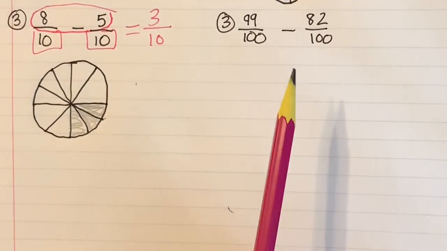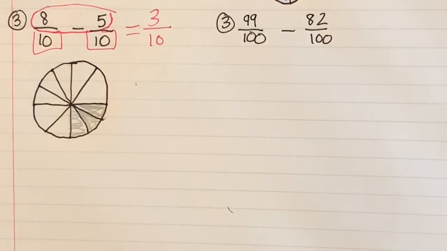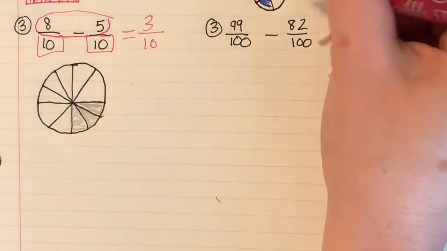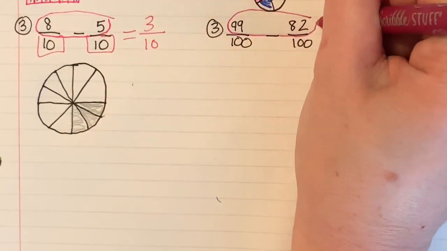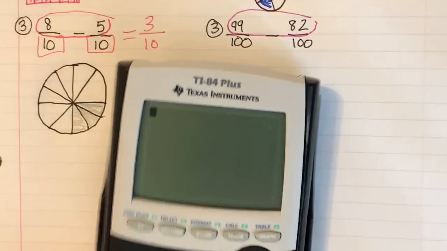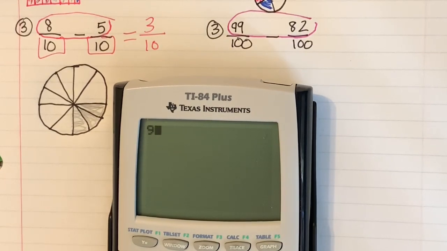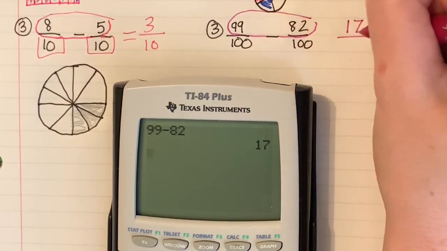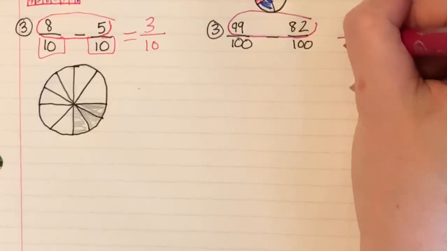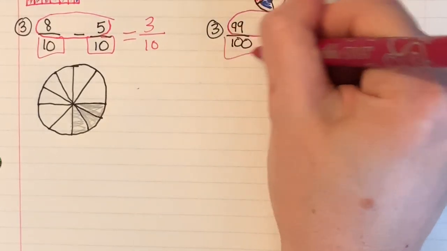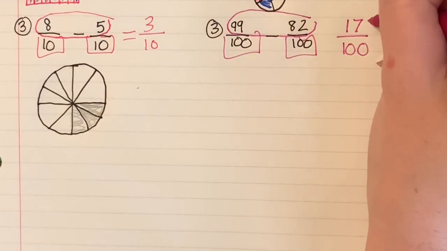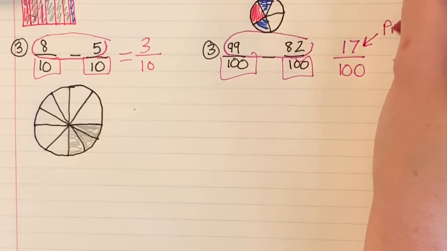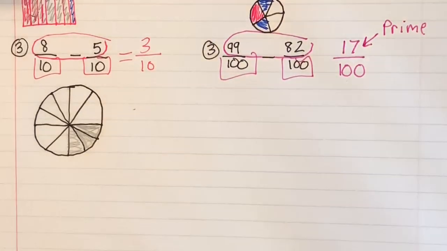Okay, for this one, forgive me for not drawing a picture for this, but I think you understand it would take forever. Same principle. You're going to subtract the top. Let me bring out my beautiful calculator. 99 minus 82 equals 17, and the denominators stay the same. And since I know that this number is prime, I know it is in simplest form.